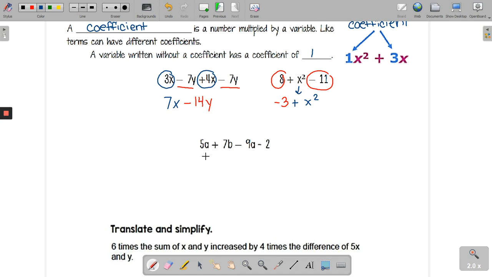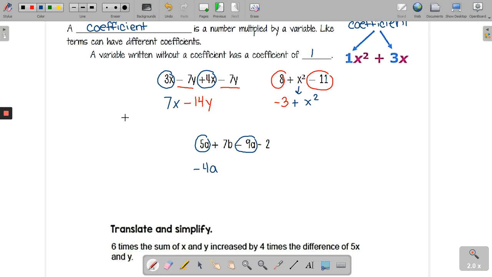The last problem, we have 5a plus 7b minus 9a minus 2. So our like terms, we have an a, so we have a 5a, and we have another a, a negative 9a. So combine them, 5 minus 9 gives us negative 4. We still bring down the a.